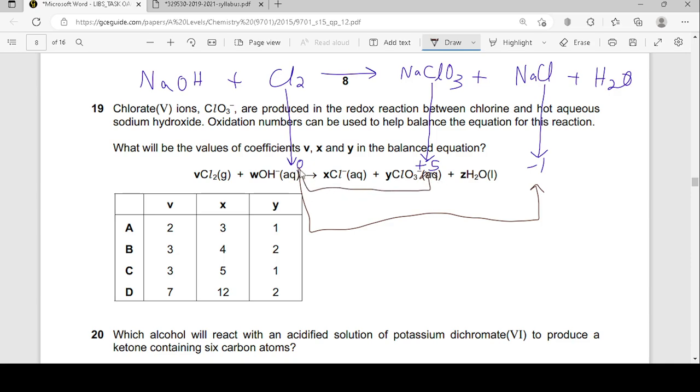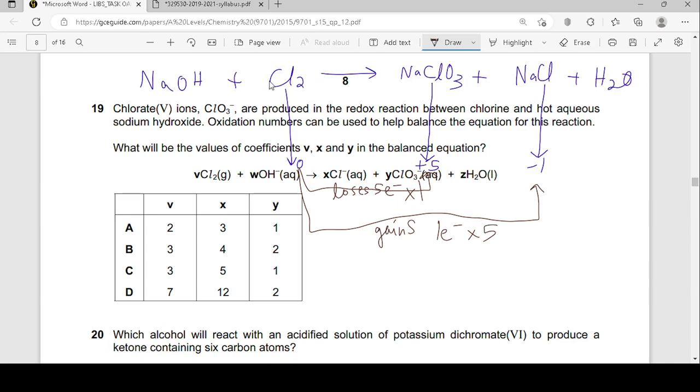So over here, following the lower arrow, 0 to minus 1, that means it's reduced, and its oxidation state is decreasing by 1, which means reduction is gain, right? So it gains 1 electron. And then above the arrow, it's going from 0 to plus 5, so its oxidation state is increasing by 5, which means it loses 5 electrons, oxidation is loss, right? Now, if I find the LCM between 5 and 1, that's obviously going to be 5. So this is going to be times 1, and this is going to be times 5.